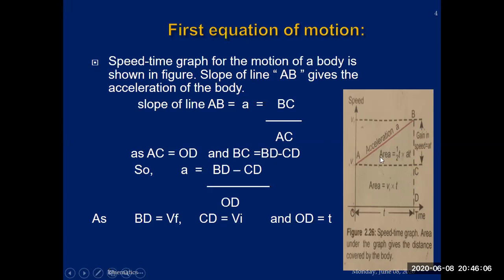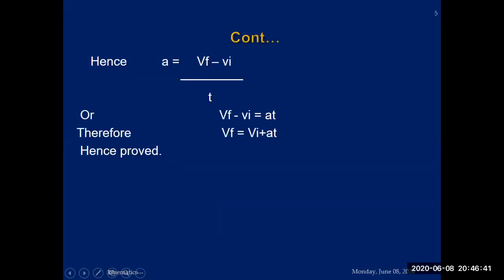BC is equal to BD, this one, the total, minus CD, this portion, which is subtracted, and the remaining portion is this one. So acceleration A is equal to BD minus CD divided by OD. Same formula you're using, because AC is equal to OD. So what about BD? This BD is basically equal to VF, and CD is equal to VI, and OD is equal to the time taken, T. So you have to put in the values and you will get acceleration equal to VF minus VI divided by T.